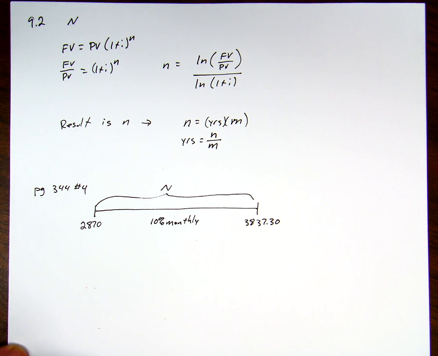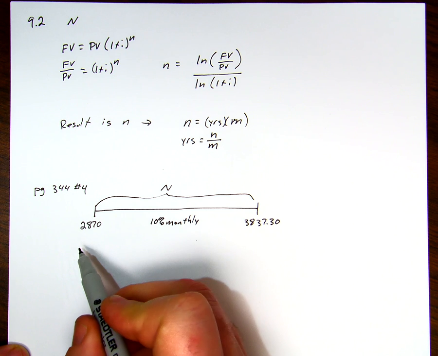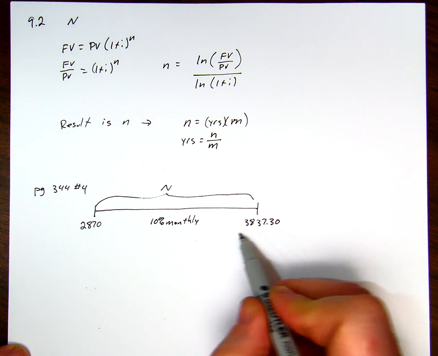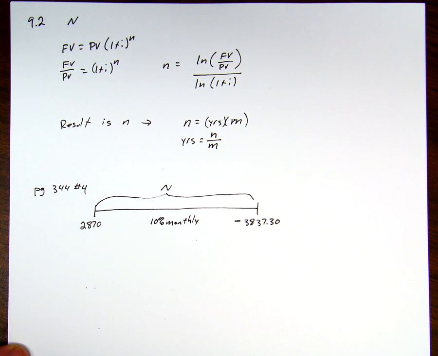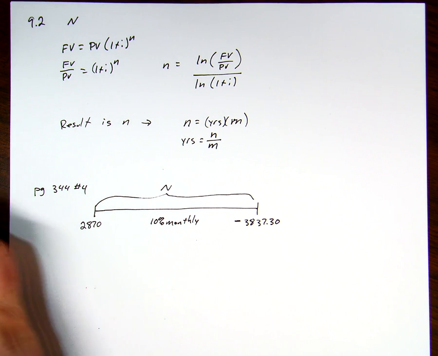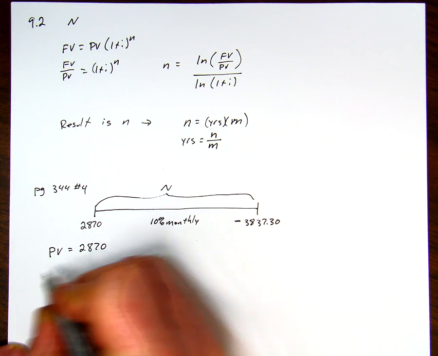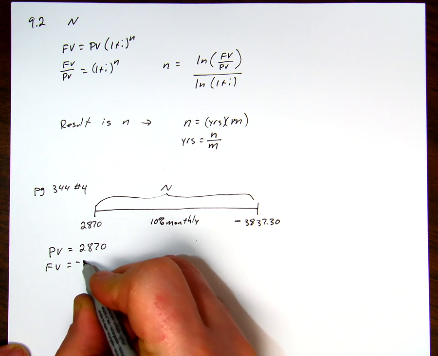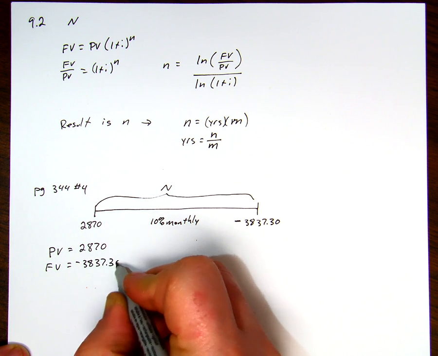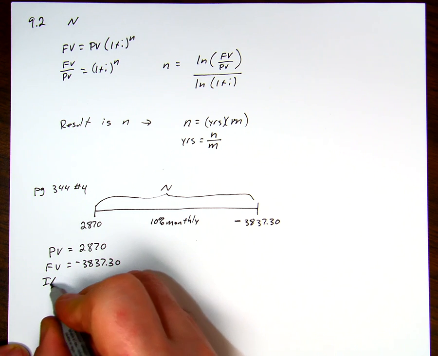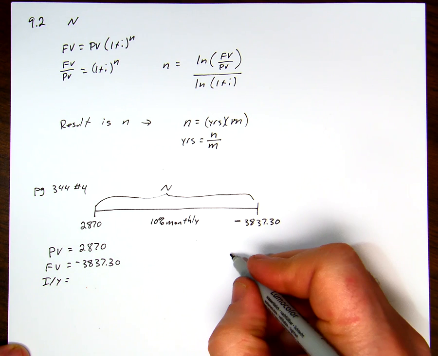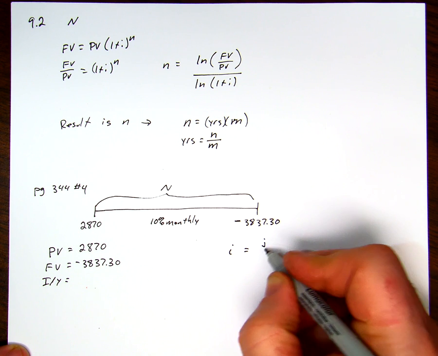Because this is a loan, I'm going to make the assumption that we made the loan. We have to owe money. So we got the benefit of the money here, and we'd have to pay for it at the end. So I'm going to set that value to negative. If we were the bank or the lender, then this would be negative because we'd have the money out right at the beginning. So our present value is $2,870. Our future value is negative $3,837.30.